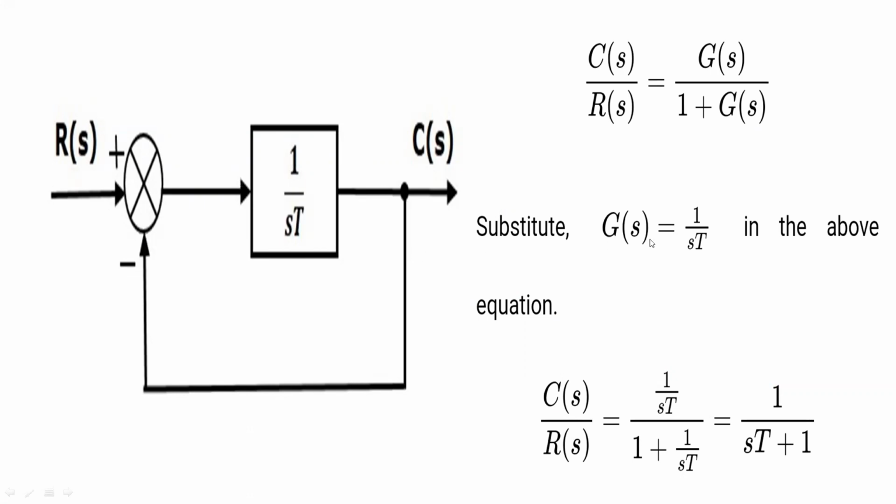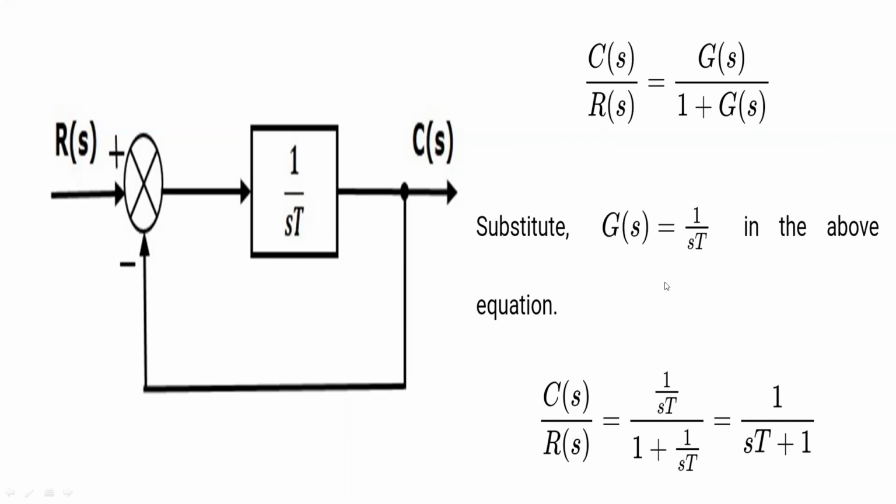Now we know that the transfer function of the closed loop control system with unity negative feedback is C(s)/R(s) = G(s)/(1 + G(s)). This we have already seen. Now let us substitute G(s) = 1/(sT) in this equation. We get C(s)/R(s) = (1/(sT))/(1 + 1/(sT)), which gives 1/(sT + 1).